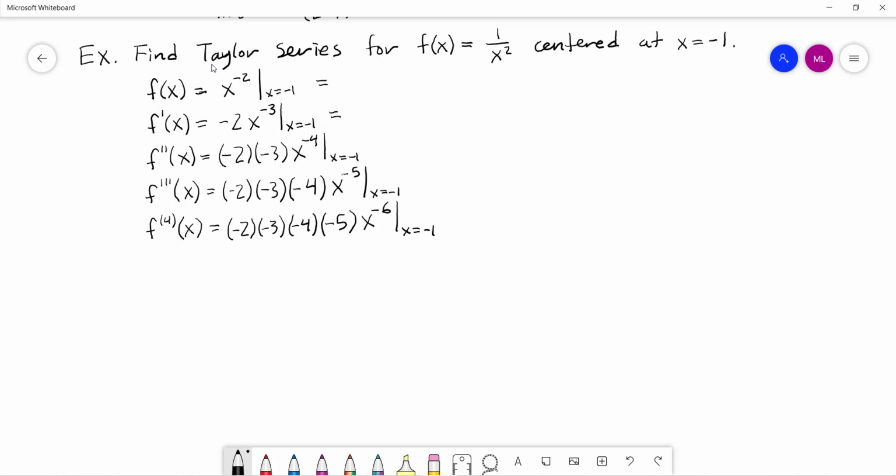Okay, so when I plug in this first one, when I plug in negative 1 for x, and we're raising it to the negative 2 power, you can think of this as basically just 1 over negative 1 squared. That whole thing is just 1. So that first coefficient is just going to be 1.